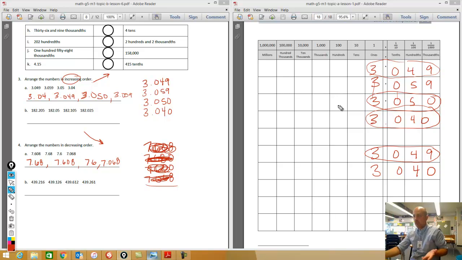Okay, line them up. If there's one thing you take away from this whole thing, it's line them up. Line up the place values. Start on the left, compare, going left to right. Okay? I hope this helps.